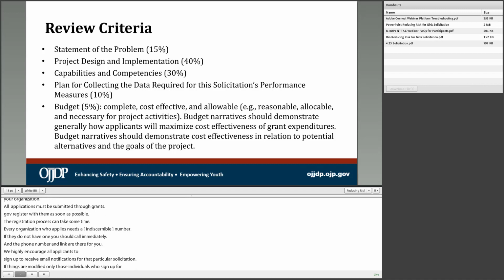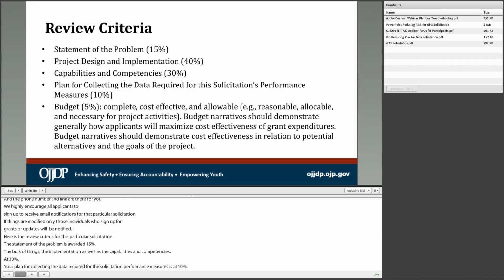So here's the review criteria for this particular solicitation. The statement of the problem is awarded 15%. The bulk of things is the project design and implementation, as well as the capabilities and competencies at 30%. Your plan for collecting the data required for the solicitation performance measures is at 10%, and then the budget is at 5%.